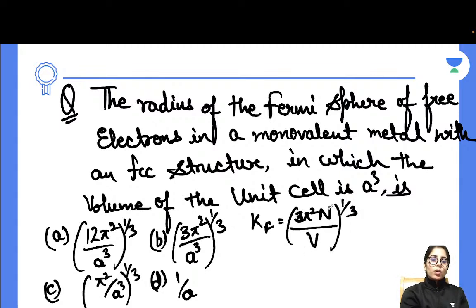Clear? Now n is what? 4 in case of the FCC, and V is equal to A cube. So what you will have is 4 3s are 12 pi square upon A cube to the power 1 by 3. Hence your option A will be the correct option.